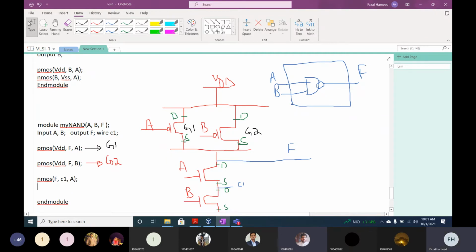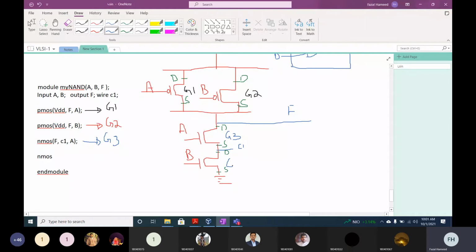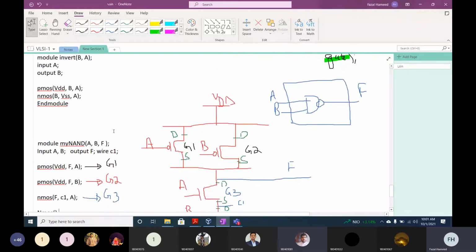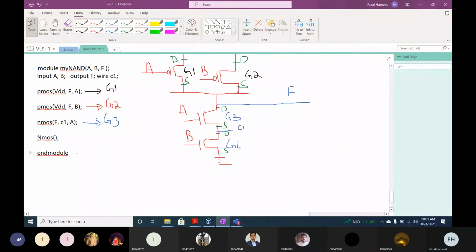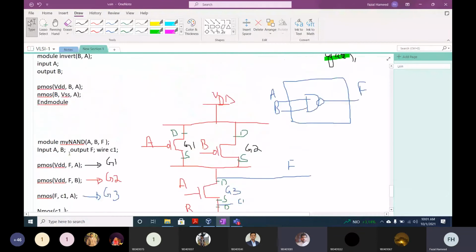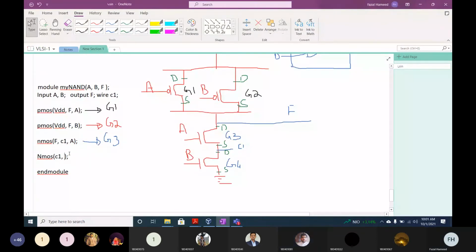What about the other transistor, NMOS? So this is transistor G3. Okay, so this is your G3. Now this is your transistor G4, an NMOS. What should we write now? C1. First we have to see drain. What is drain? C1. Then VSS, drain source. What is source? VSS. Okay. And what is gate?